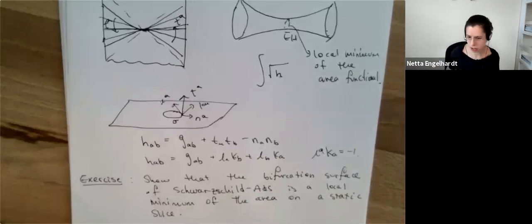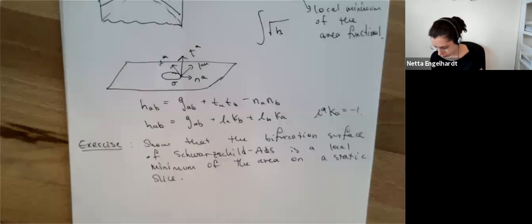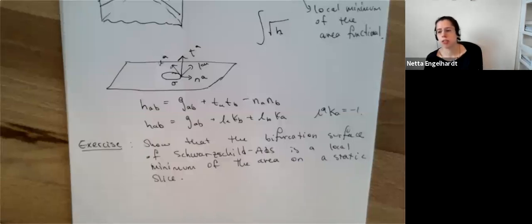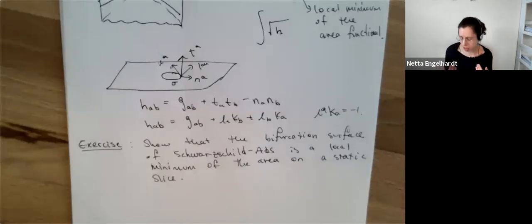So it's a useful exercise to do if you want to see this at work. Now, the bifurcation surface of Schwarzschild is, of course, not a global minimum of the area functional. Anybody want to tell me what the global minimum of the area functional is? Any thoughts? How about the empty set? That seems to have area 0. So maybe we're looking for some local minimum of the area functional, but apparently we're not looking for a global minimum.